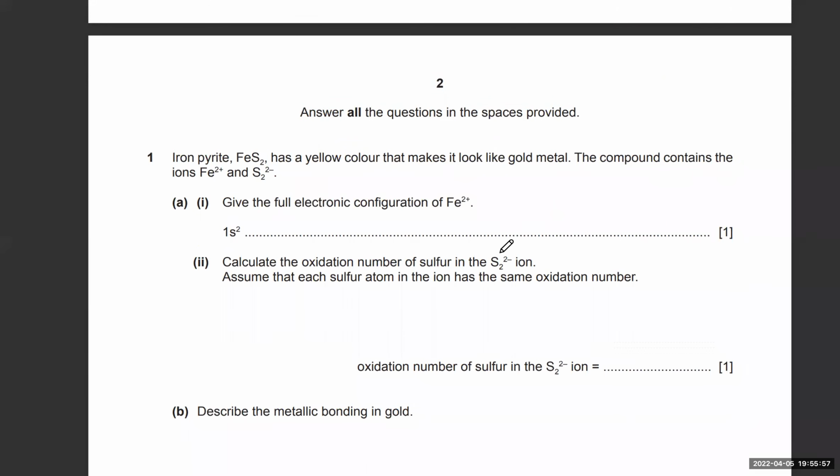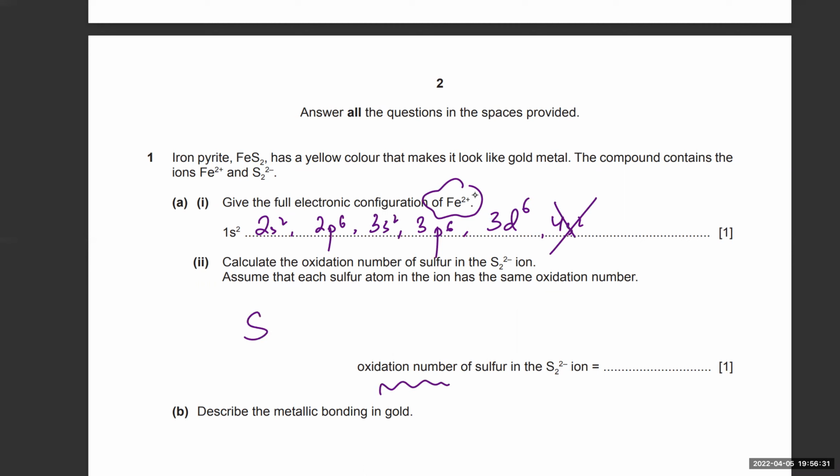This one is about writing the electronic configuration of Fe2+ ions. It's 26 electrons, so that's 1s2, 2s2, 2p6, 3s2, 3p6. After that comes 4s2 and then 3d. So 26 would be 3d6, and it's 2+, so these 2 outer shell electrons are gone. Next, assuming S2 2-, figure out the oxidation number. So S2 with 2- charge.